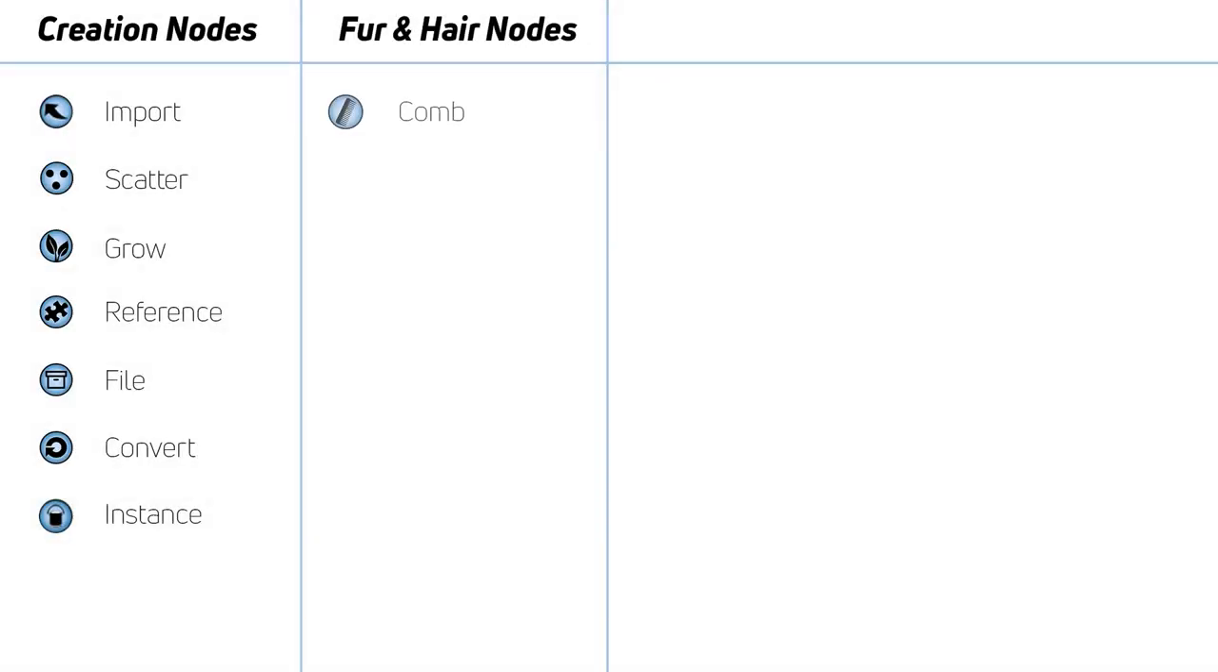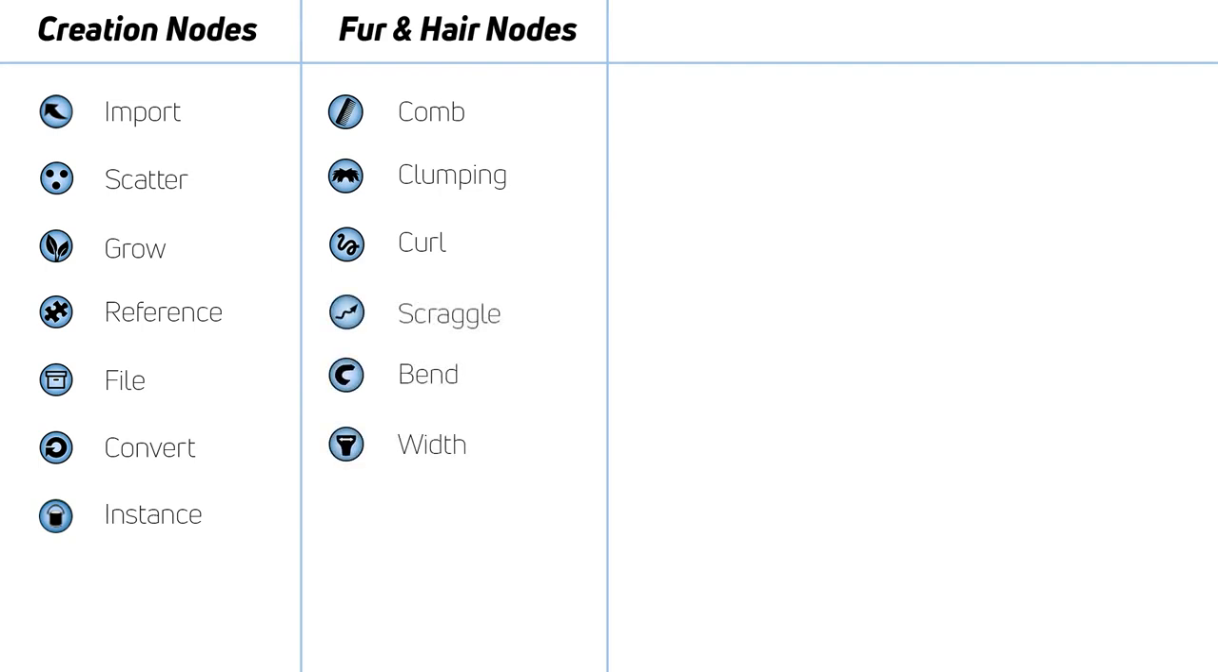Previously, we worked with comb and clump node. In this lesson, we worked with curl, scraggle, bend, width, direction, and guide node. I will mention motion node in the animation section.